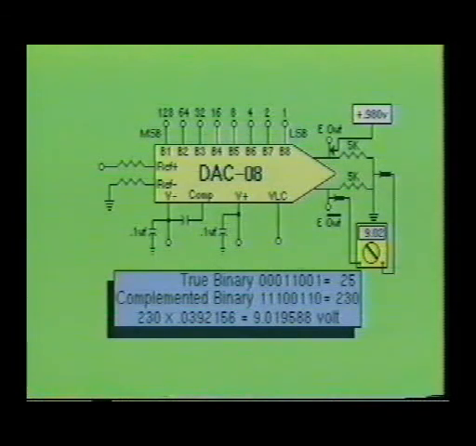To calculate the complemented output, you simply convert the binary input into its complemented form, then multiply the decimal equivalent of the complemented number times the voltage value of a single bit.